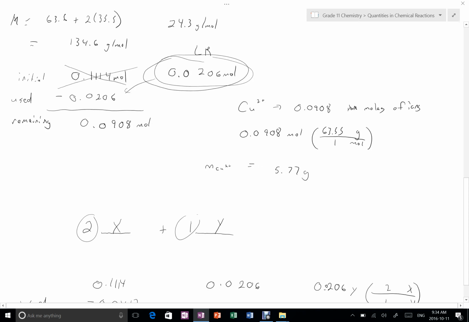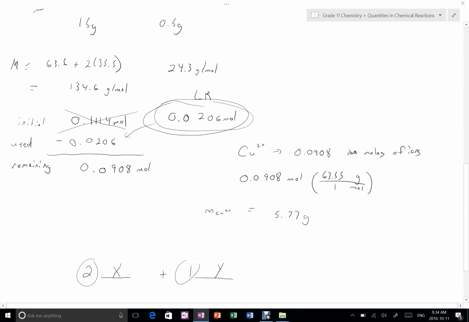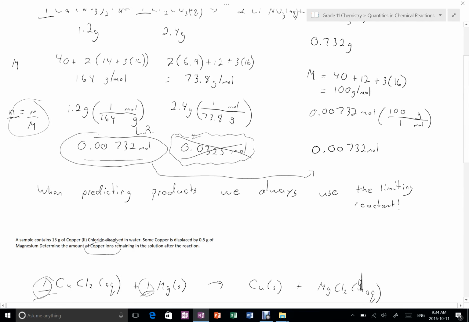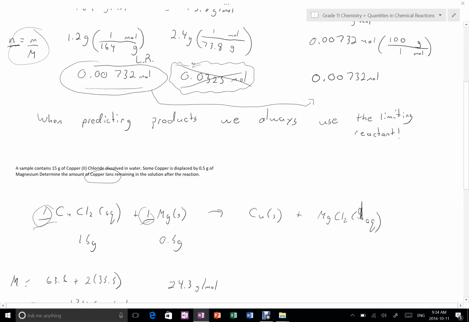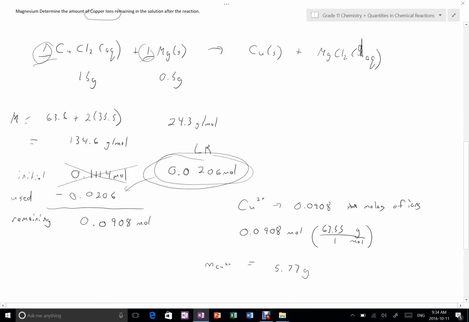Just because you're dealing with 2 reactants doesn't mean that you can forget to use mole ratios to predict the actual amount that reacts or the actual amount that's produced. It doesn't make any difference. So that's just a little tip about that. And so that's how you can use the limiting reagent to predict the amount of a product. Or you can use the limiting reagent to figure out how much is remaining of the excess reagent after the reaction.